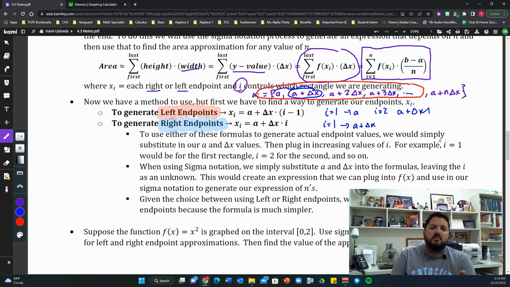Now, there will be some times where you're told strictly use left endpoints or use right endpoints. But if you are ever given a choice out of these two formulas, I would always want to use the right endpoint.